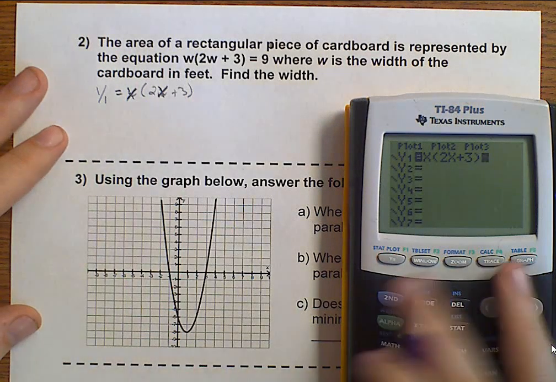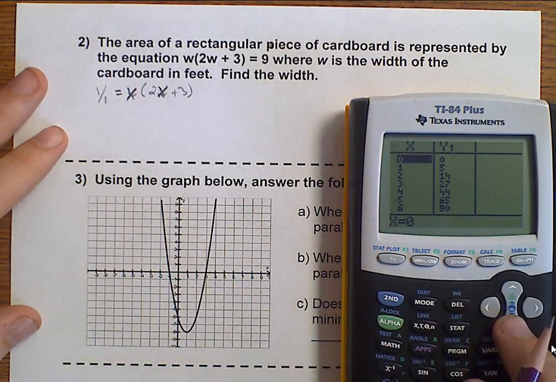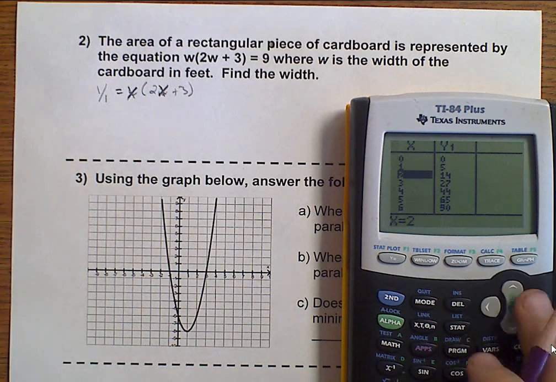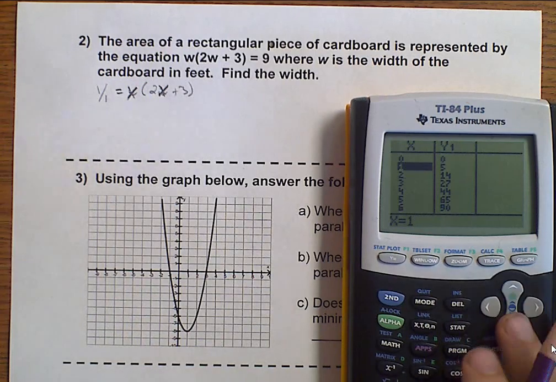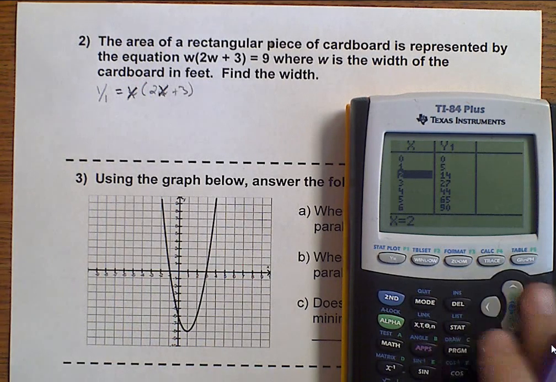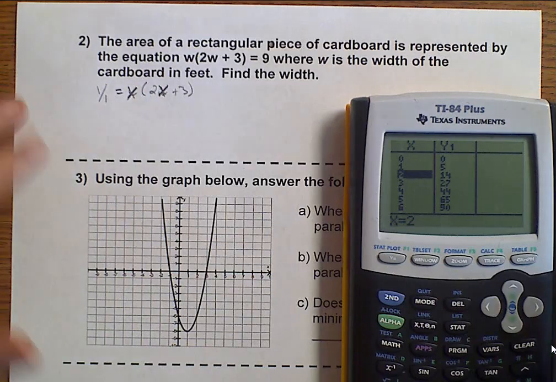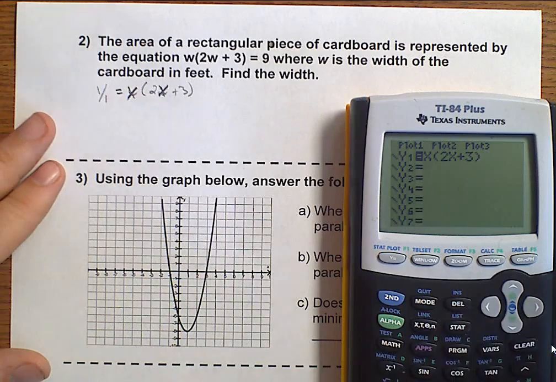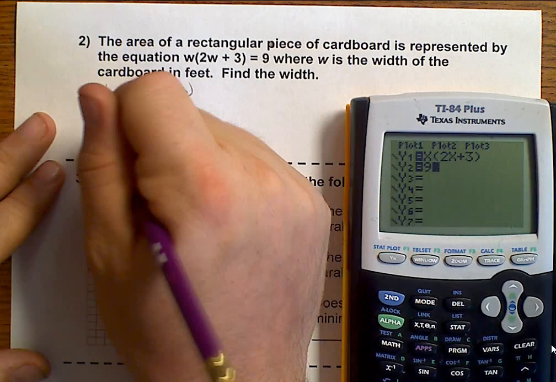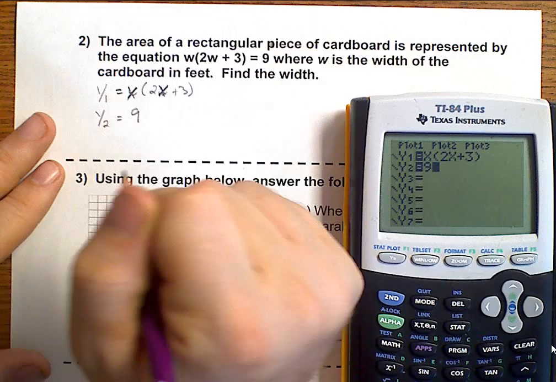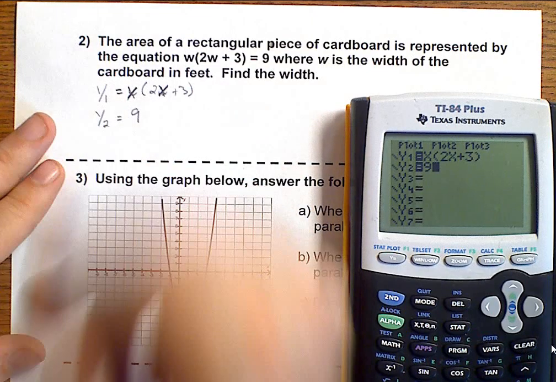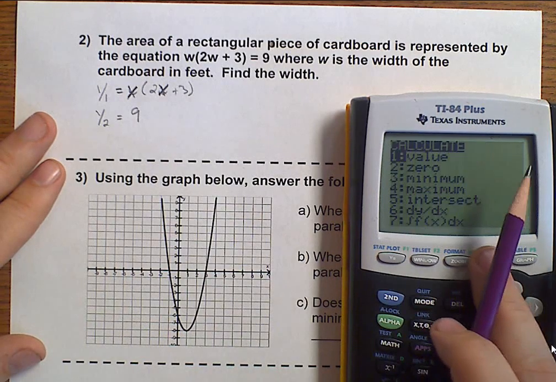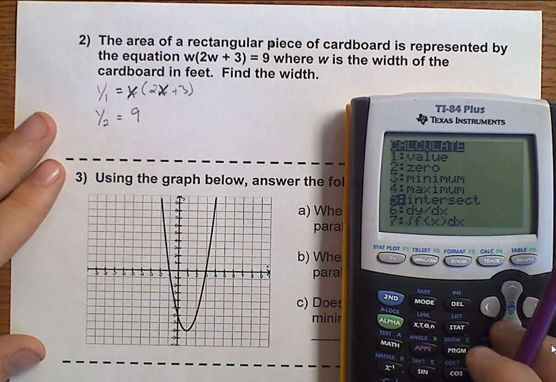Now we go to our table. And we want to look for 9. Unfortunately, it's not in there. We know it's got to be between 1 and 5, but it's not going to equal 9. So that means in y2, we're going to have to type in the number 9. Now from here, we can simply find the intersection by going to second, calculate. Go down to the intersection, hit enter.